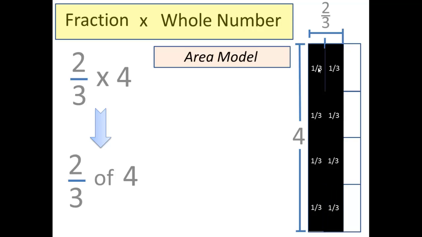It's the same exact thing as before. How many 1/3s do we have? Yep, you're right again. It's 8/3. 2/3 times 4, and once again, we get a product of 8/3.